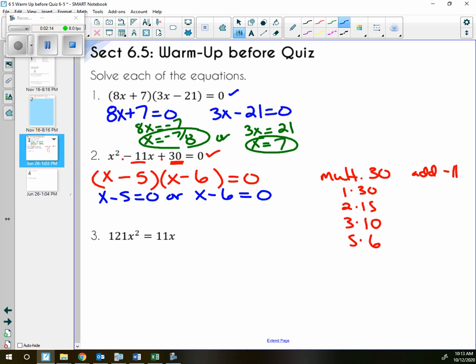All right, so what makes each of those 0? We'd have x equals positive 5 or x equals positive 6. So I get two possible solutions. Those are the places where that parabola crosses the x-axis. Those are the zeros of the function. So zero product property, make sure it's equal to 0 first and then factor.